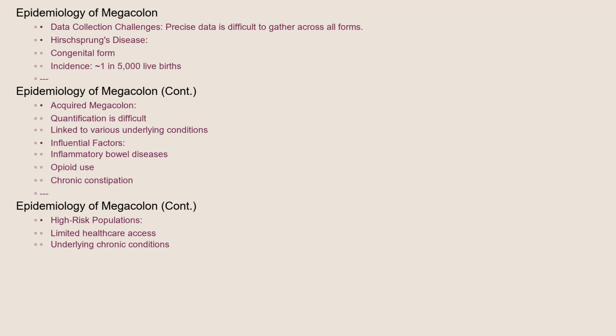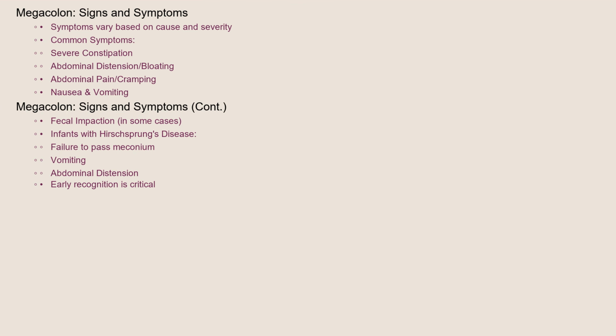The signs and symptoms of megacolon can vary depending on the underlying cause and the severity of the condition. Common symptoms include severe constipation, abdominal distension or bloating, abdominal pain or cramping, nausea, vomiting, and in some cases, fecal impaction. In infants with Hirschsprung's disease, symptoms may present as failure to pass meconium shortly after birth, vomiting, and abdominal distension. Recognizing these signs early is critical for timely diagnosis and intervention.